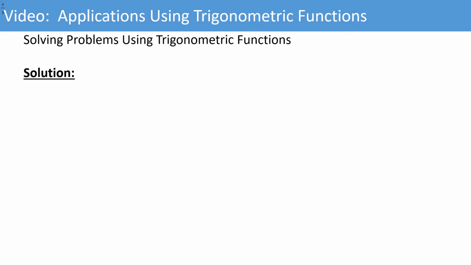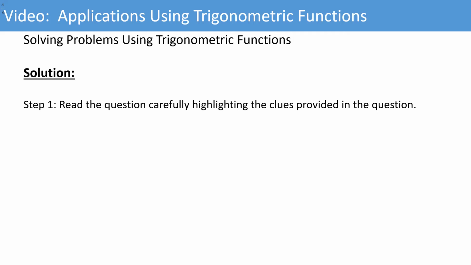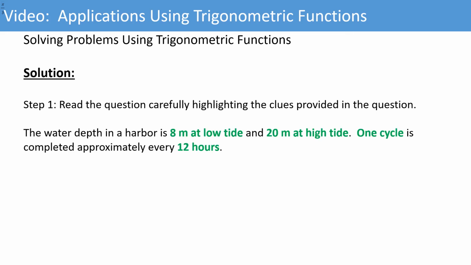The first thing that you want to do is to read the question carefully, highlighting the clues that are provided in the question. The water depth in a harbor is 8 meters at low tide. A clue, 8 meters at low tide. And 20 meters at high tide. Another clue. One cycle is completed every 12 hours. One more clue. One cycle, 12 hours.